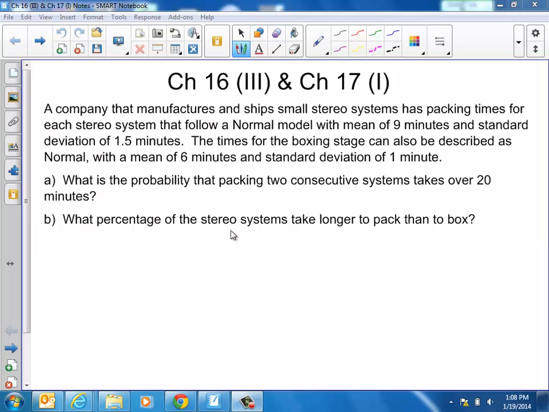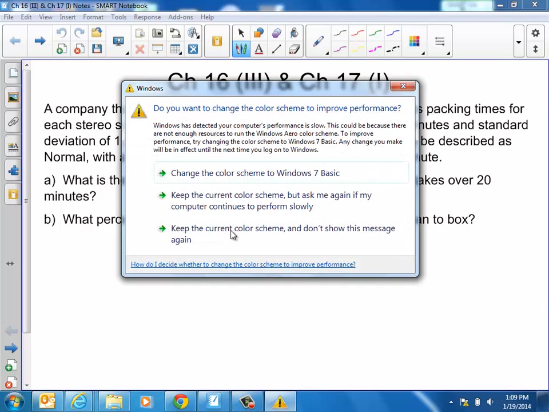A company that manufactures and ships small stereo systems has packing times for each stereo system that follow a normal model with a mean of 9 minutes and a standard deviation of 1.5 minutes. The times for the boxing stage, a separate part of the shipping process, can also be described as normal with a mean of 6 minutes and a standard deviation of 1 minute. First question we're asked is, what is the probability that packing 2 consecutive systems takes over 20 minutes?